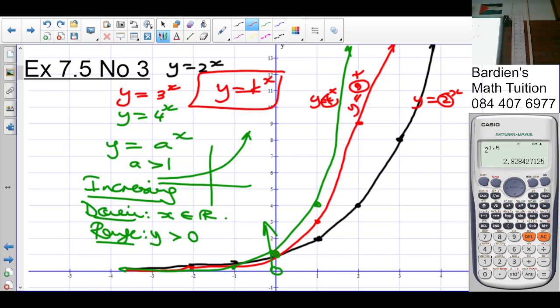E. If the domain of y equals k to the x is the set of real numbers, what is the range? We have spoken about the range. So the range is y is greater than 0.